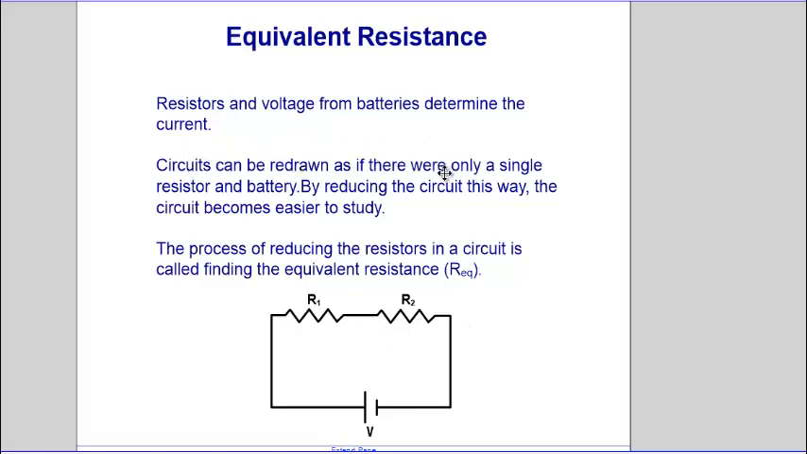Circuits can be redrawn as if there were only a single resistor and battery. By reducing the circuit in this way, the circuit becomes easier to study. And the process of reducing resistors in a circuit is called finding its equivalent, or sometimes they'll call it the total resistance of the circuit. Let's go forward.